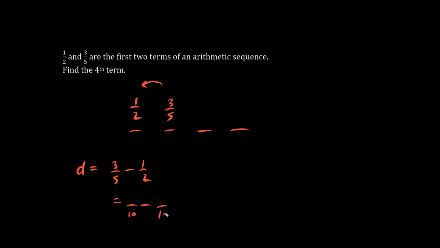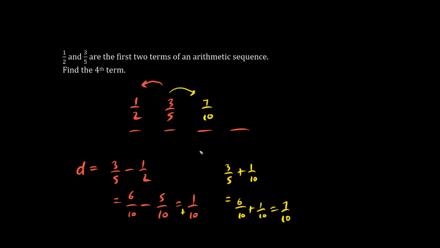We find a common denominator, 10, so we have 6 over 10 minus 5 over 10, which is 1 over 10. If indeed the difference is positive 1 over 10, we can just keep on adding 1/10 to find the next term. What is 3 over 5 plus 1/10? Finding a common denominator, this is 6 over 10 plus 1 over 10, which is 7 over 10. So we copy in 7 over 10 as our term number 3.